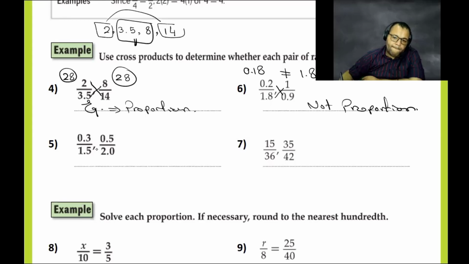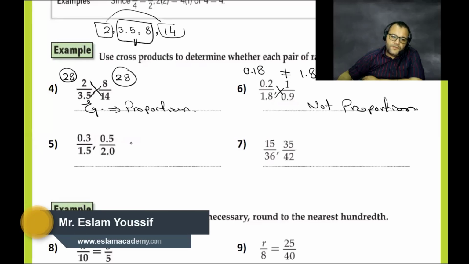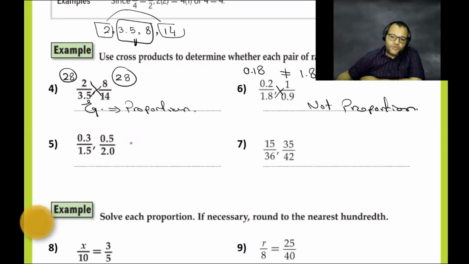I have a question. Would it matter if you put the 0.0 after the 2? Because it's just 2. 2.0 is 2. So do we have to put the 0.0? No, only 2. So 0.3 multiplied by 2 equals 0.6.